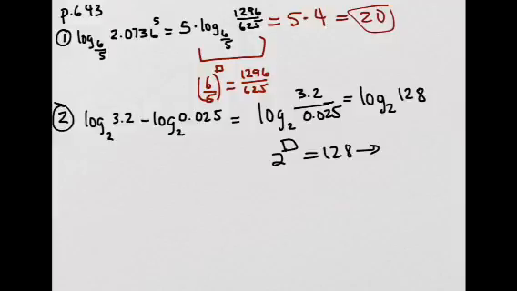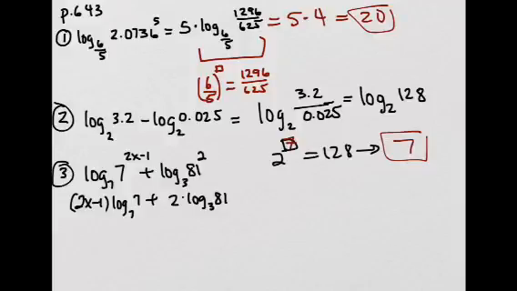Alright, so for number 2, we can use the fact that the difference of two logs is the same as the log of the quotient. So we combine these two logs as log base 2 of 3.2 divided by 0.025. And that, when you put it into a calculator, you get 128. So what this means is 2 to what power gives you 128? And the answer would be 7. So this problem equals 7.